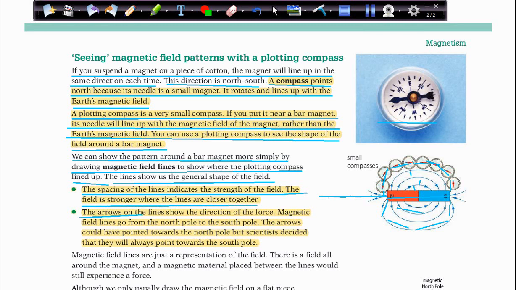The arrows on the lines show the direction of the force. Magnetic field lines go from the North Pole to the South Pole. The arrows could have pointed towards the North Pole, but scientists decided that they will always point toward the South Pole. When they started to draw these magnetic field lines, they saw that the magnetic field was always going from the North Pole to the South Pole.